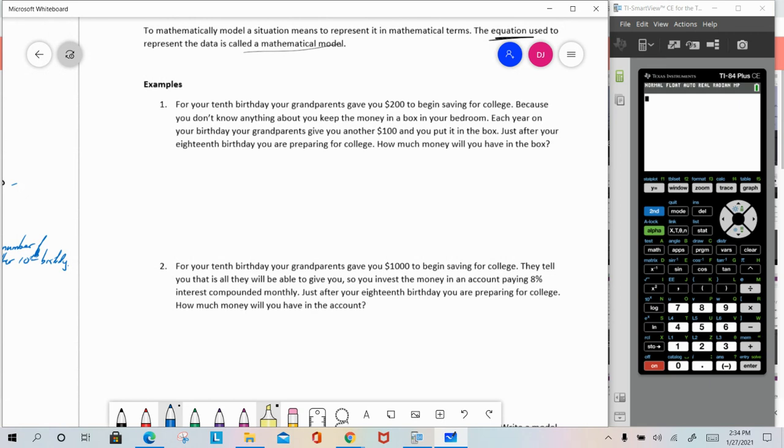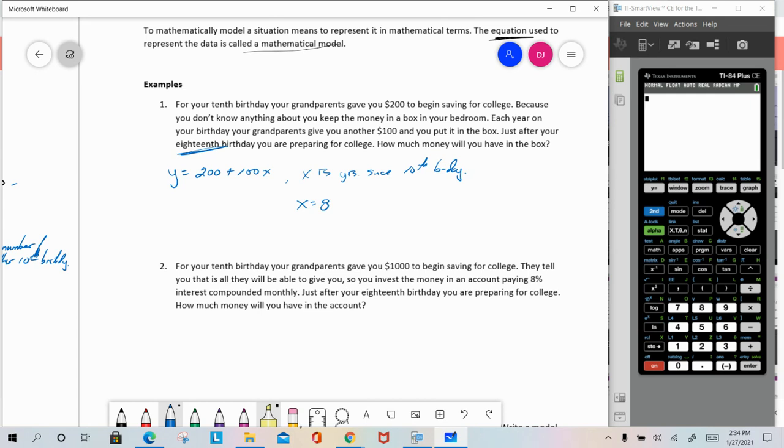So back to example 1, we just did the equation. For your 10th birthday, your grandparents gave you $200, then $100 on each subsequent birthday. Just after your 18th birthday, remember that X is years since your 10th birthday. On your 18th birthday, X would equal 8. It's the 8th birthday after your 10th birthday.